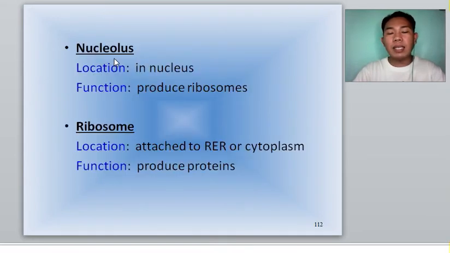Another structure inside the nucleus is the nucleolus. The function of the nucleolus is to produce ribosomes, which are responsible for the production of proteins. And ribosomes are usually attached to the rough endoplasmic reticulum or located in the cytoplasm of the cell. And again, it produces proteins.